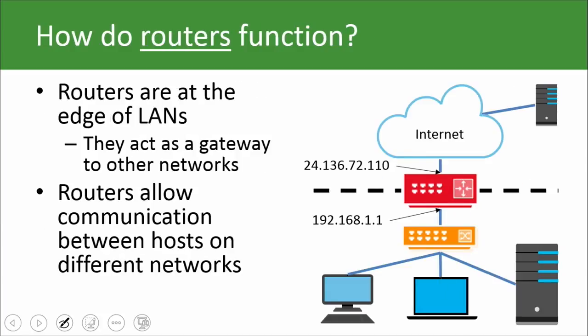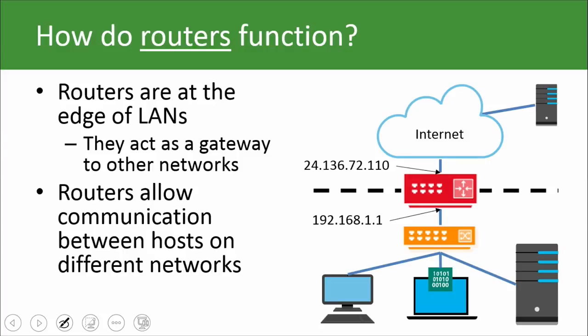Let's talk about routers. Routers are at the edge of a local area network, and they're the devices responsible for connecting us to the internet. They act as a gateway to other networks. Routers allow communication between hosts on different local area networks. So we can actually connect to local area networks via a router, and that's how you make up the internet, right? You connect a bunch of local area networks to each other.